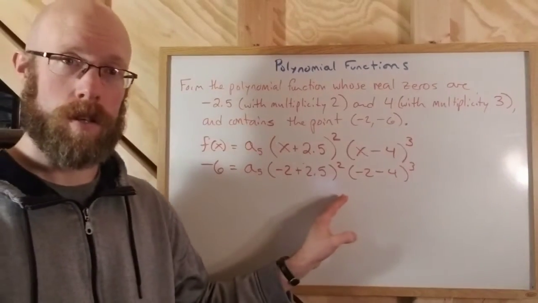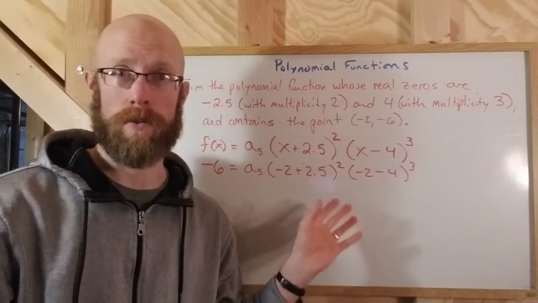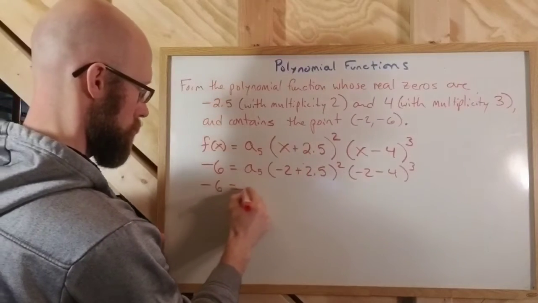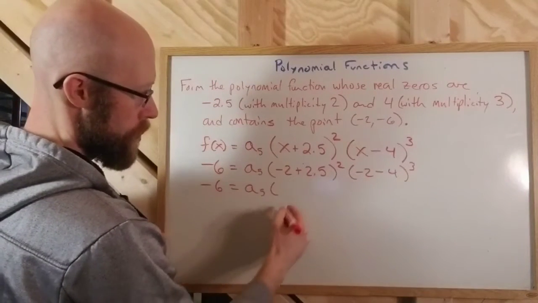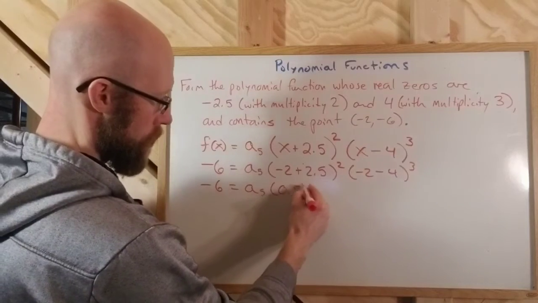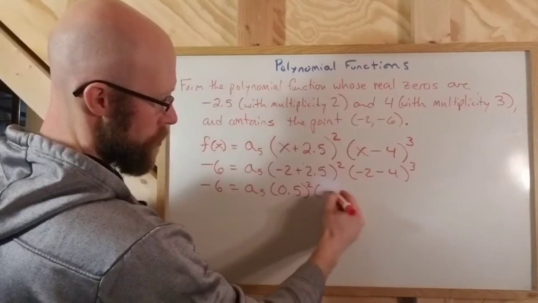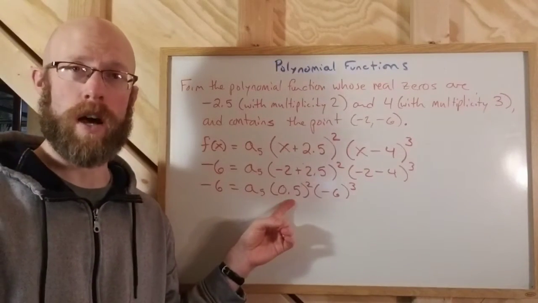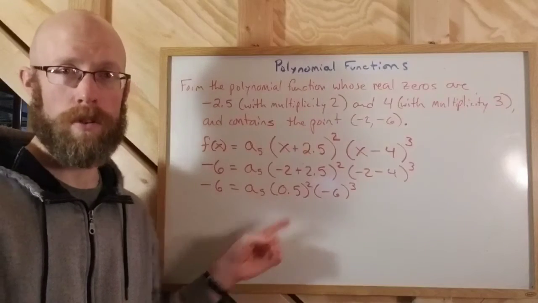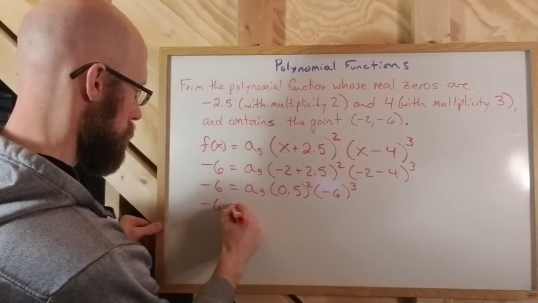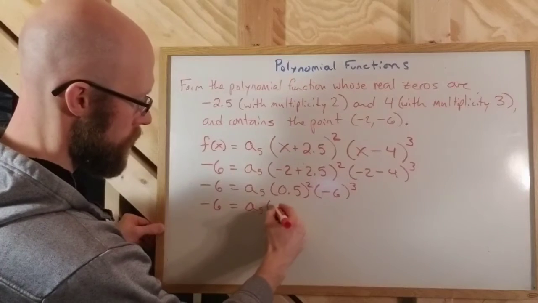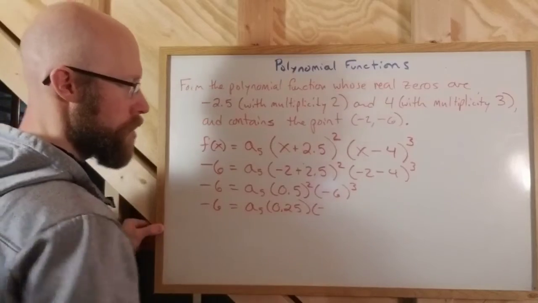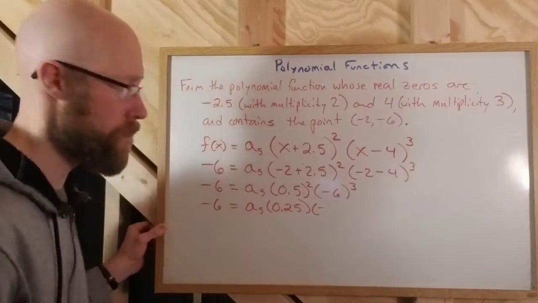So as I look at this, I'm going to simplify it using the order of operations. So inside the parentheses first, we're going to get negative 2 plus 2.5 is 0.5. Negative 2 minus 4 is negative 6. If I square 0.5, I get 0.25, right? 1/2 squared is 1/4. So this becomes negative 6 equals a to the fifth, or a sub 5 times 0.25. Now negative 6 cubed, well, the negative cubed is still negative. 6 to the third is 216.